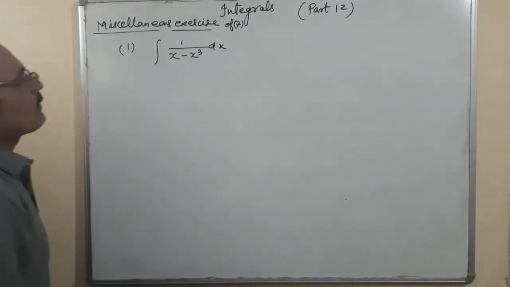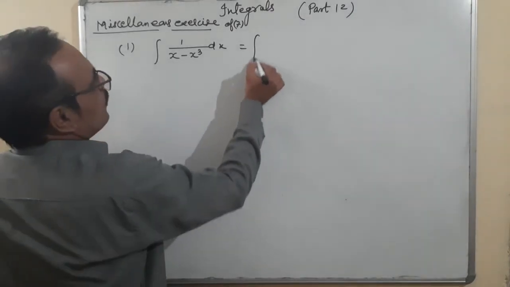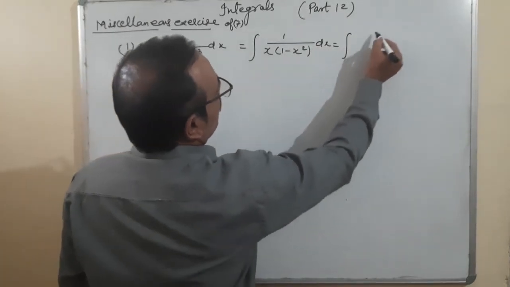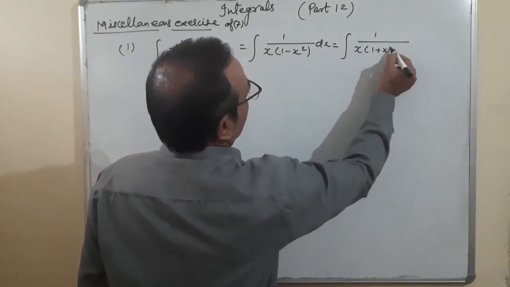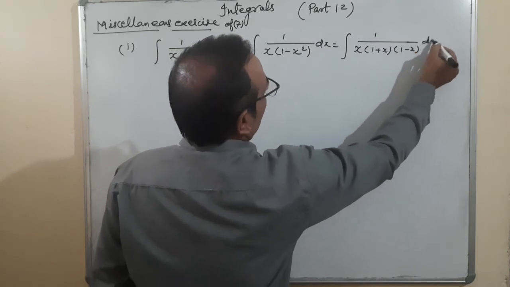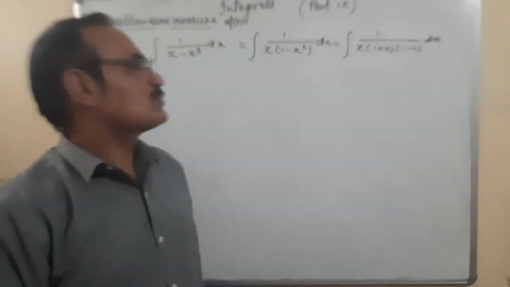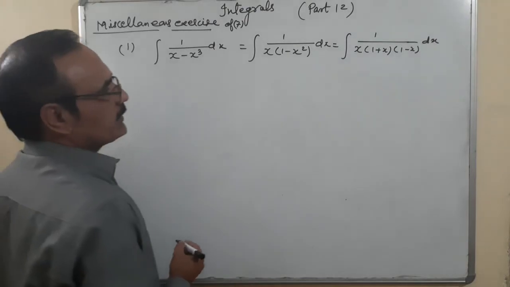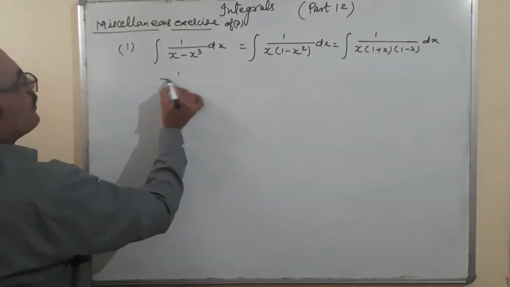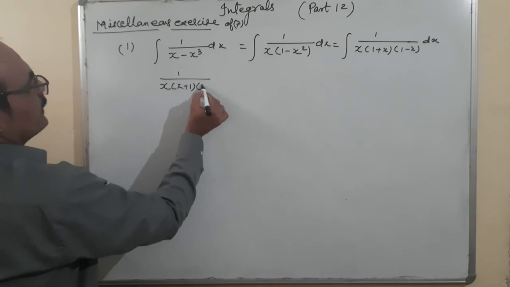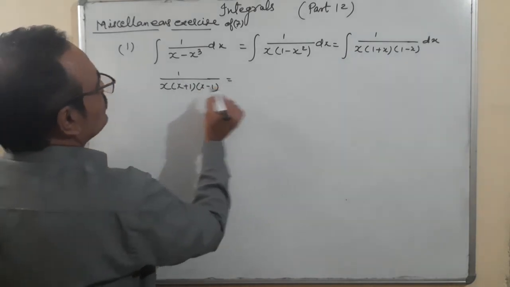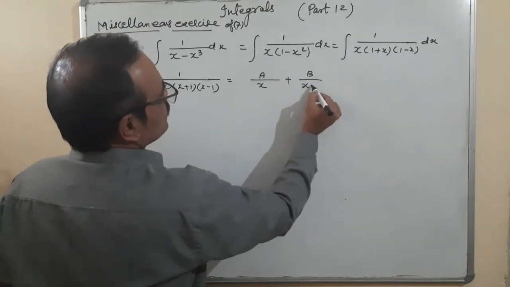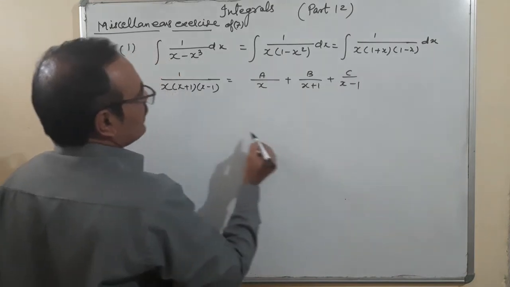How to integrate this? First of all, take 1 upon x common: 1 minus x square dx. That is 1 upon x, 1 plus x, and 1 minus x. I hope you remember which technique should be used here. We are using partial fractions, because we have 3 linear terms in the denominator. So take 1 upon x, x plus 1, x minus 1 equal to a upon x plus b upon x plus 1 plus c upon x minus 1.